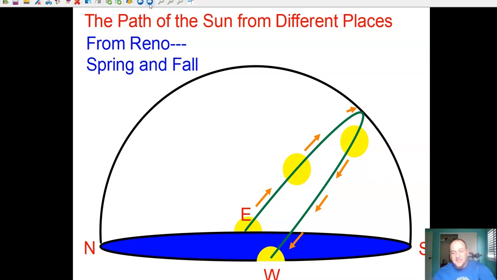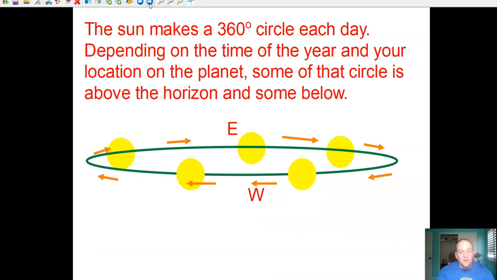Now, the sun, of course, is making a complete circle as it does this. We just only see part of it, but the sun is making a circle almost 360 degrees every single day. It is not, in fact, 360 degrees, though. It's just shy of it. It's about 359 degrees that it makes around every day. So it loses just a little bit. And this actually becomes really important in what we have going forward. But we'll get to that in a little bit.